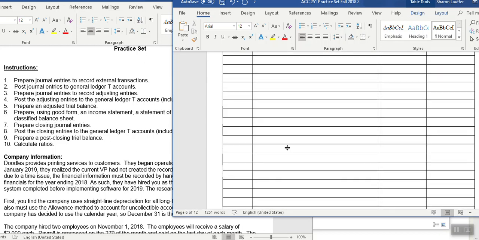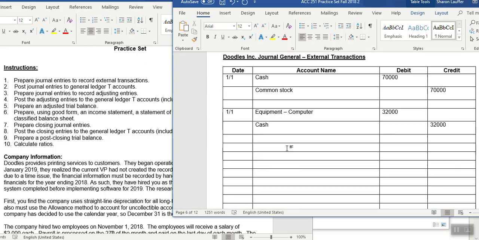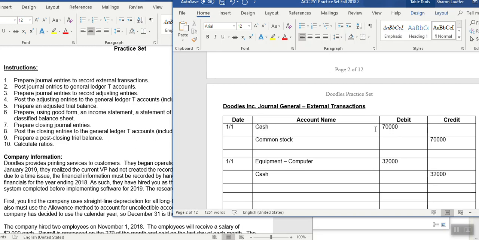So that's the process you're going to do once you do the journal entries. Start at the top of what you did and just work your way down. Debits get debited in the T account that's listed over here. Credits get credited. Work your way down. So that's step 2, and then it says prepare journal entries to record adjusting entries.